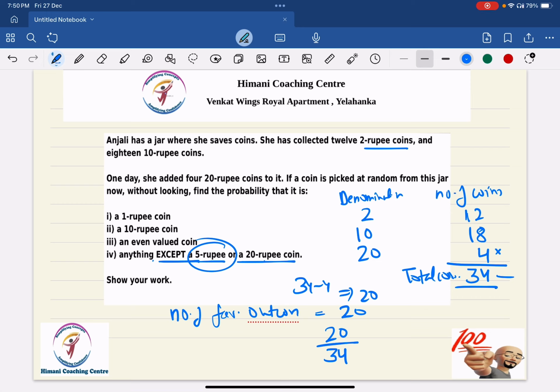34 minus 4, my bad, is 30. Okay. So this would be 30 by 34. Okay. So the answer would be 15 by 17. Yeah. So 34 minus 4 is 30. I by mistake wrote 20. So 30 by 34. So 15 by 17 is our answer.